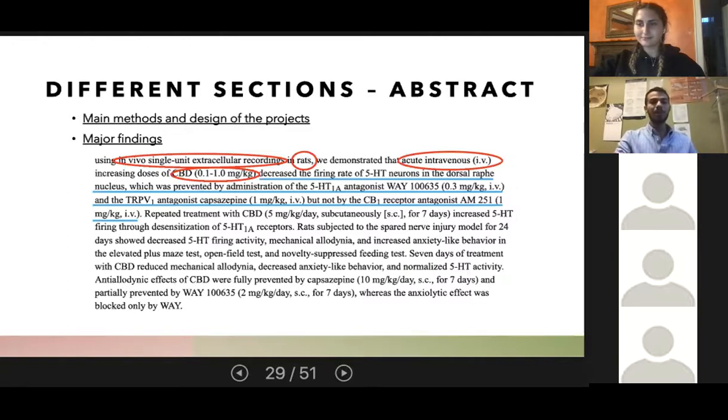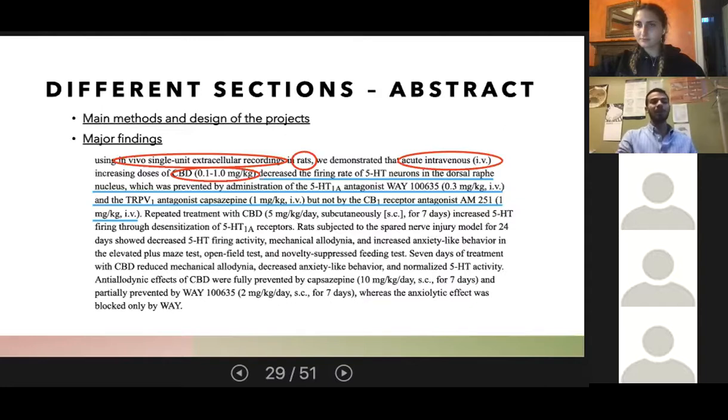In blue, they mention the results of the experiment using the methods they just described to us. It might seem like a lot, but bear with me. So we learned that CBD injected intravenously in rats at the doses they mentioned decreased the firing of serotonin neurons in a brain region called the dorsal raphe nucleus.